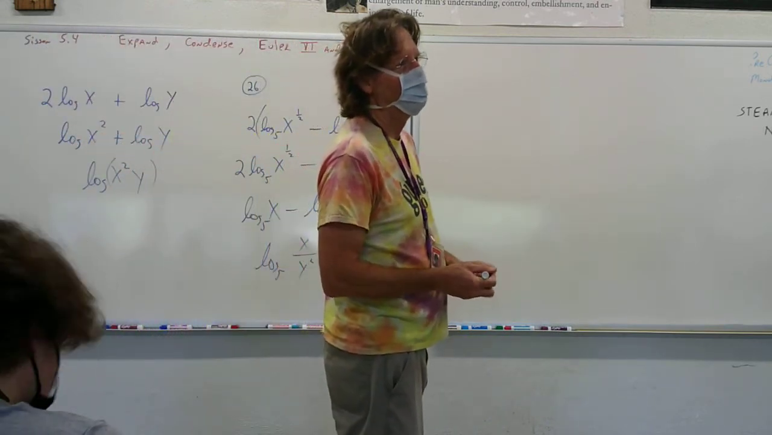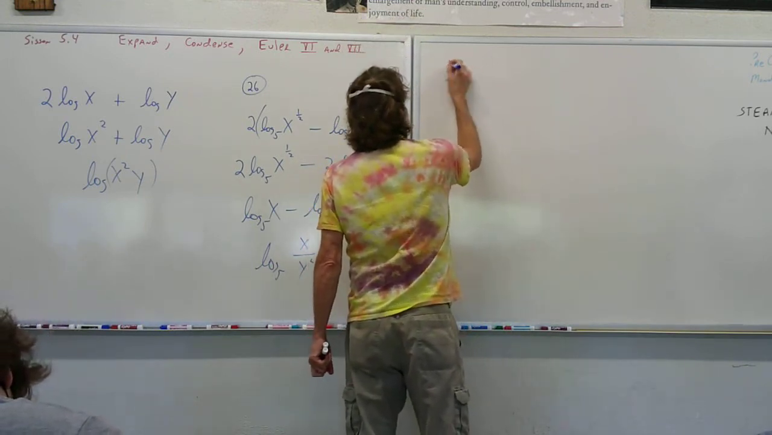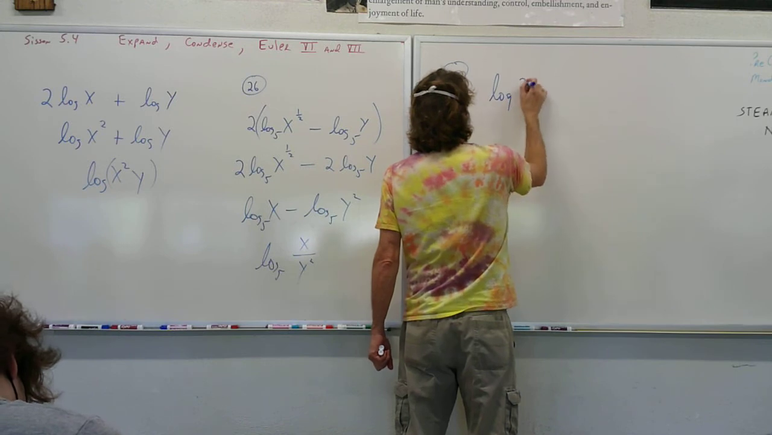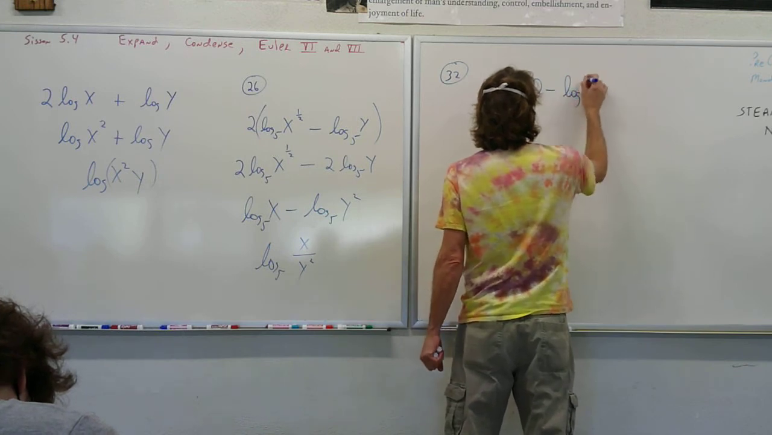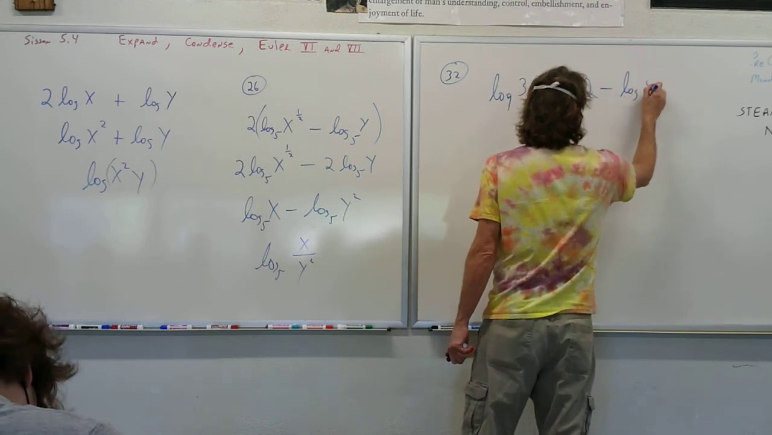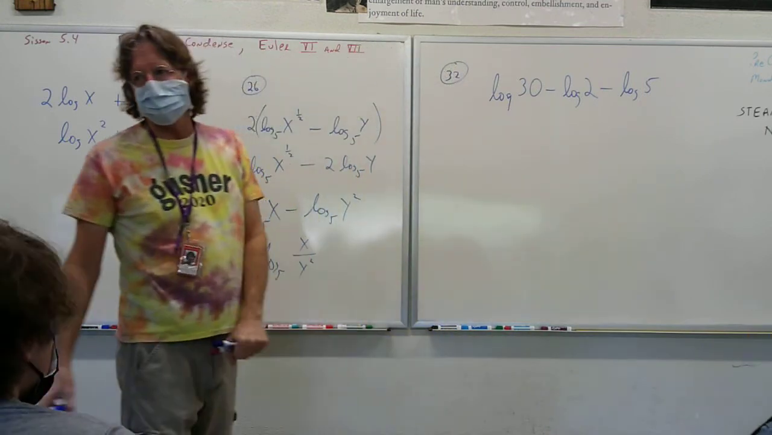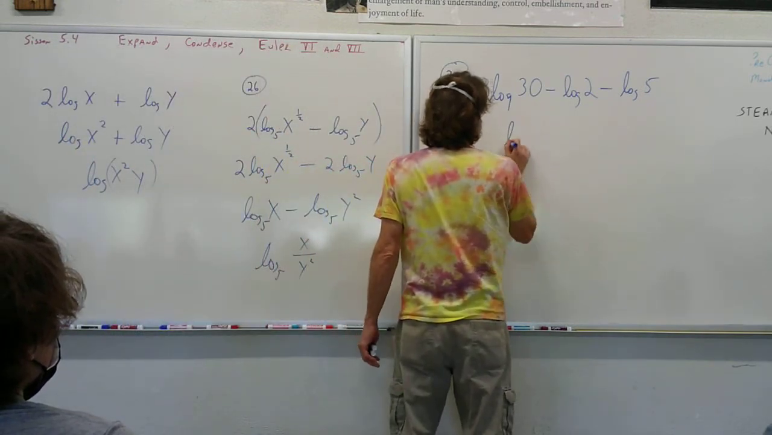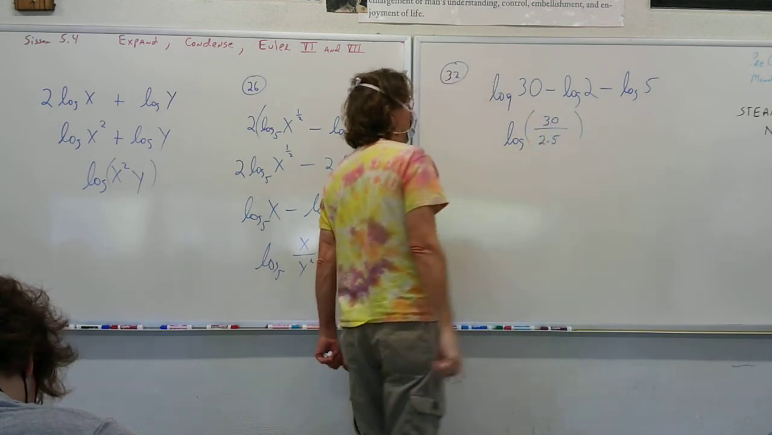Okay, back to math world. Look at number 32. Now, it says log of 30 minus log of 2 minus log of 5. Isn't there an understood 10 right there? Yes, ma'am. Every one of those has an understood 10. Before I do that, though, I'm going to go ahead and make that log of 30 over 2 times 5. And I'm going to put that step in there, 2 times 5.